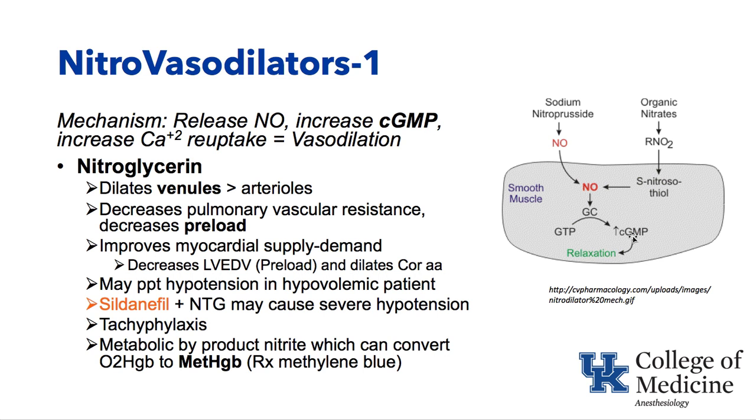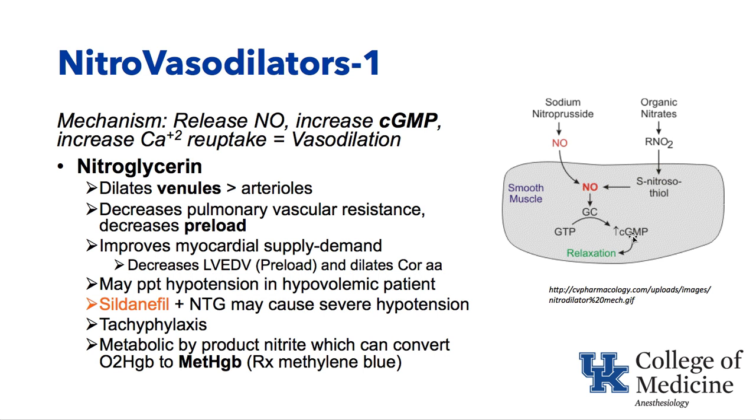Nitroglycerin has a tendency to dilate venules more than arteries, so it will decrease preload. But it also decreases pulmonary vascular resistance. So a patient with pulmonary hypertension, a patient whom you want to reduce the preload, nitroglycerin can do that. It will also decrease afterload to some extent.